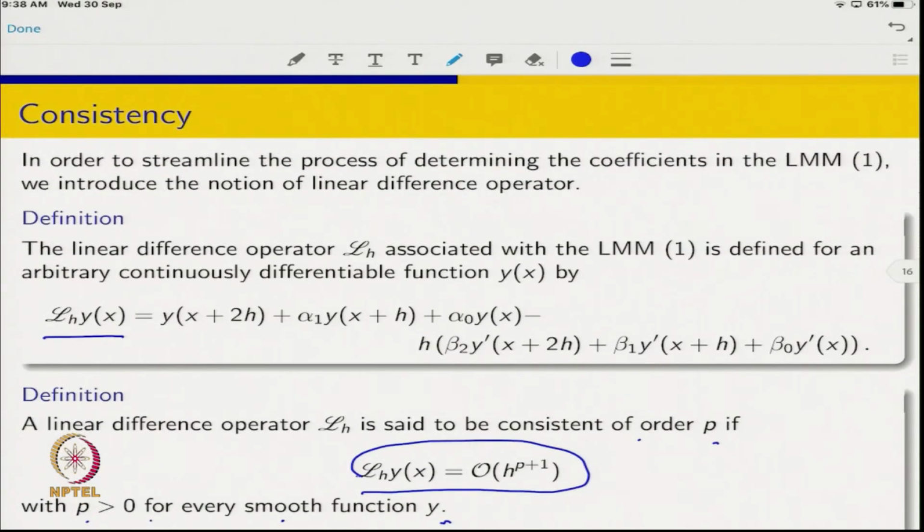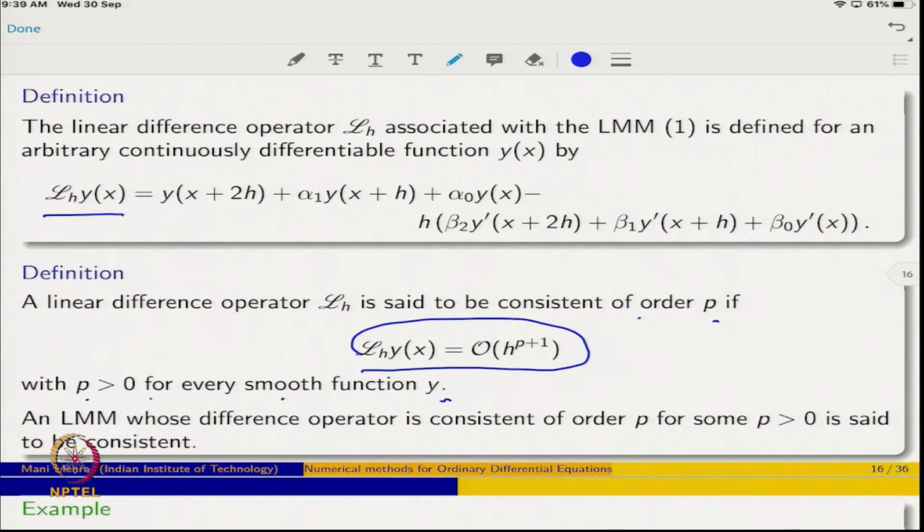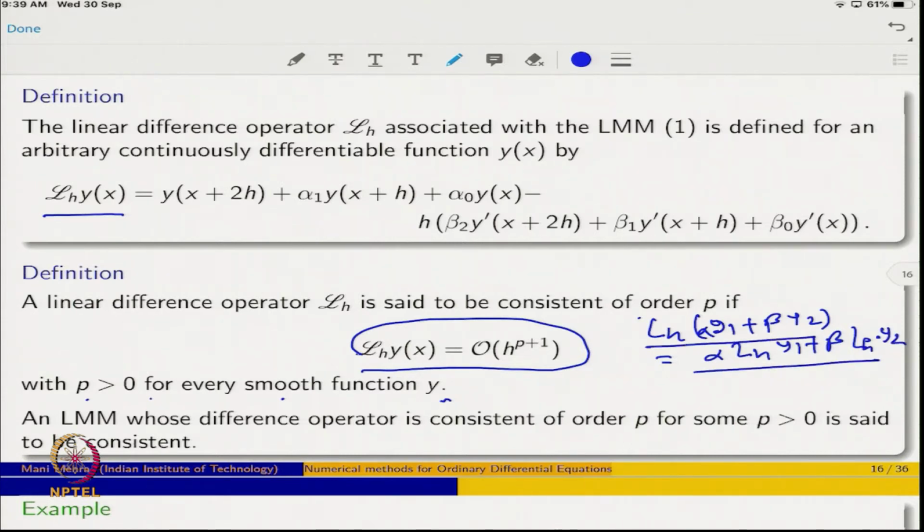And of course, why are we calling it a linear difference operator? Because this is a linear operator, which you can check. What is the definition of a linear operator? L_h(alpha y1 plus beta y2) should be equal to alpha L_h y1 plus beta L_h y2. This you can check, that is why we call it a linear difference operator. So, an LMM whose difference operator is consistent of order p for some p greater than 0 is said to be consistent. That is what I have already said.